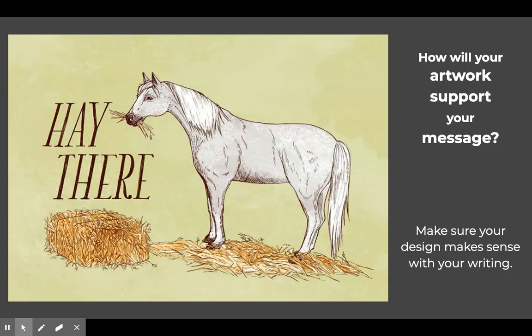In addition to the design, think about how your design and your message are going to go together. You can see that this postcard is a humorous one, and you would imagine that the message would reflect that as well.